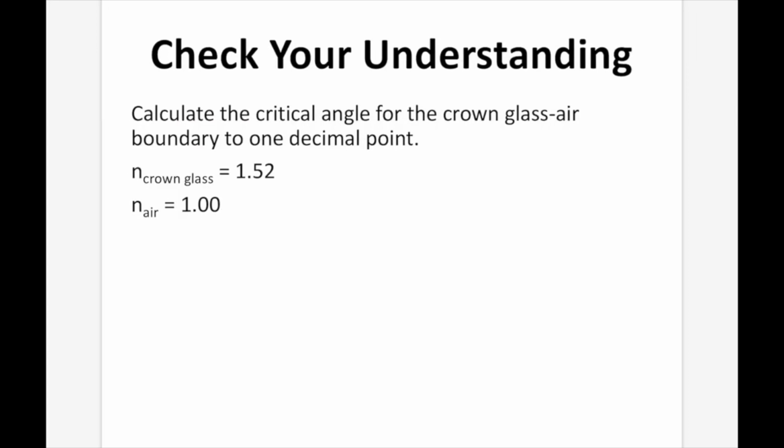Check your understanding. Calculate the critical angle for the crown glass to air boundary to 1 decimal point. So pause the video, try the question, and then we'll take it up.